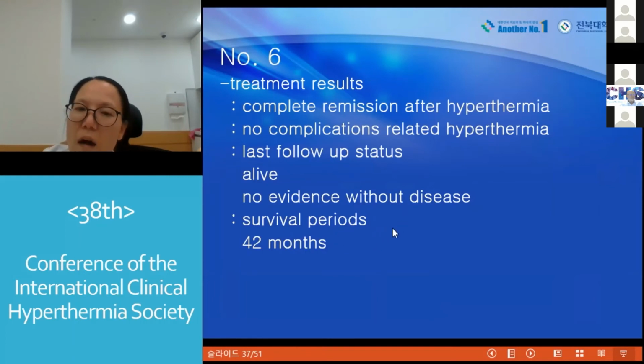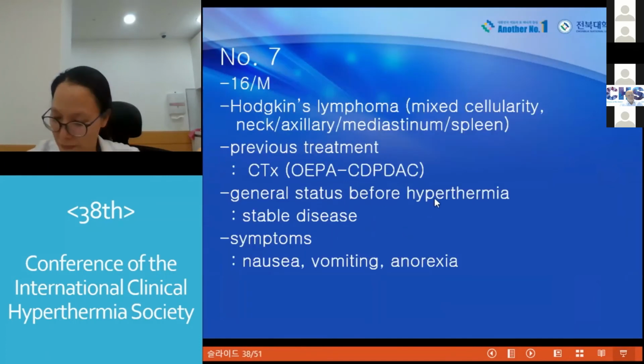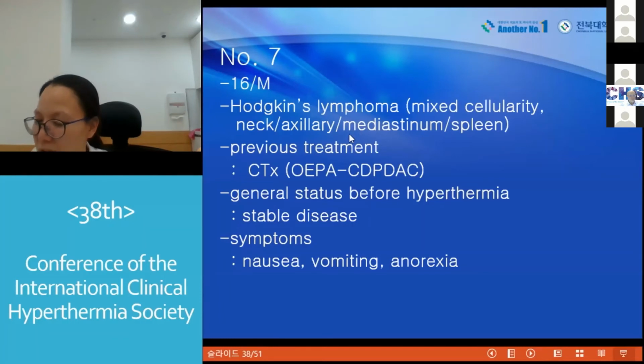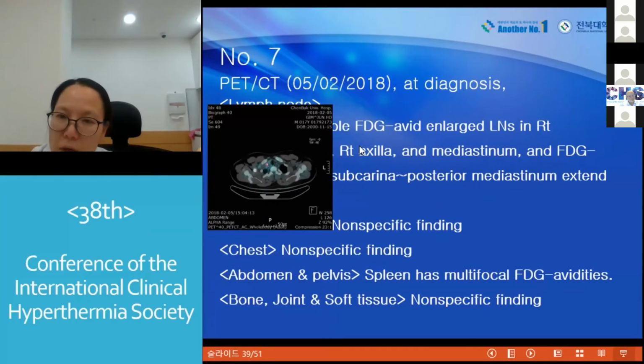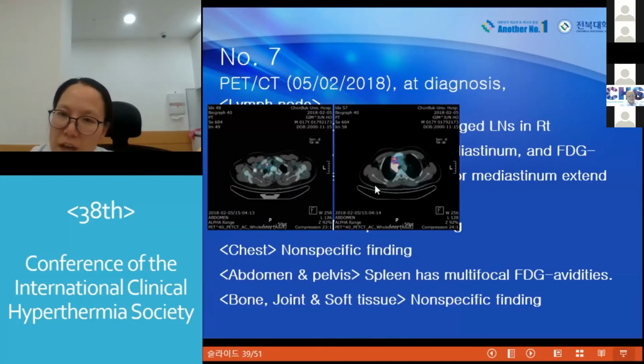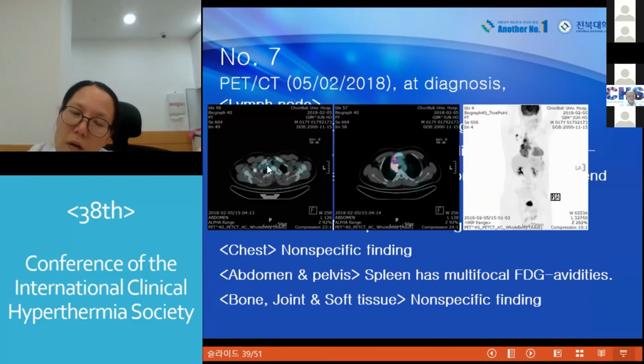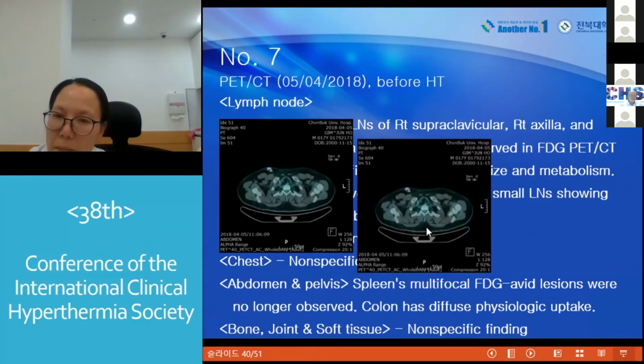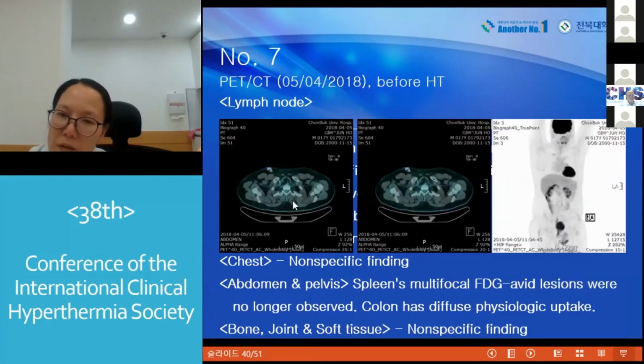In the third case, the patient was a 6-year-old boy with Hodgkin lymphoma in the neck, axillary and mediastinal lymph nodes, who received several chemotherapy treatments. This image was at diagnosis. Right supraclavicular, axillary, and mediastinal enlarged lymph nodes were observed. This image was before hyperthermia; many regions had decreased in size.